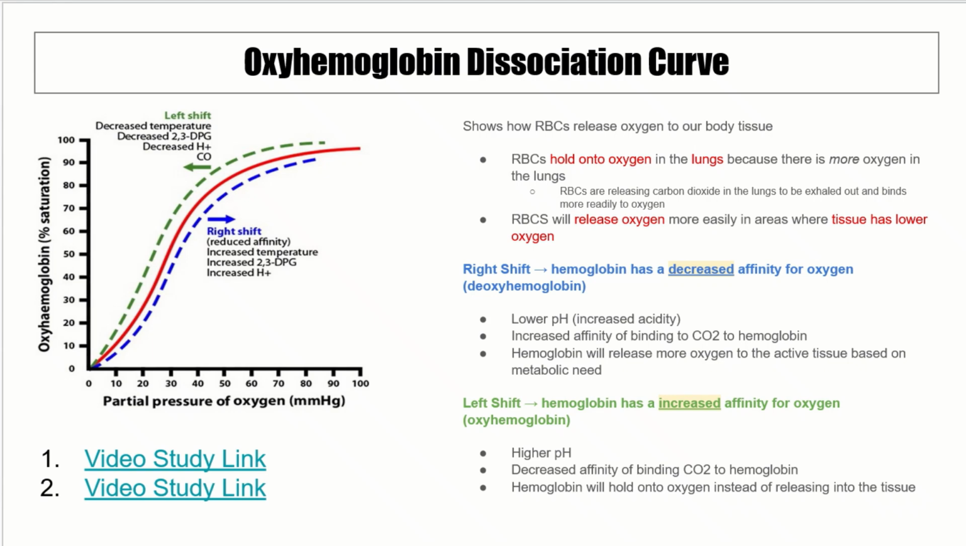And then that left shift, hemoglobin is just going to have an increased affinity for oxygen, so that oxyhemoglobin, so it's going to want to bind more to that oxygen instead of unloading it. So you're just going to have a higher pH to it, and then it's going to have that decreased affinity for binding CO2 to that hemoglobin.